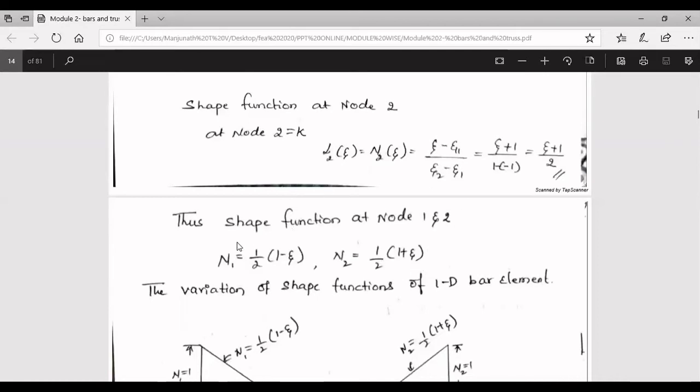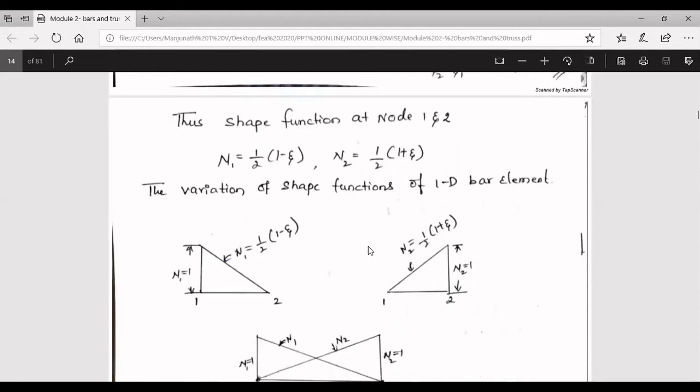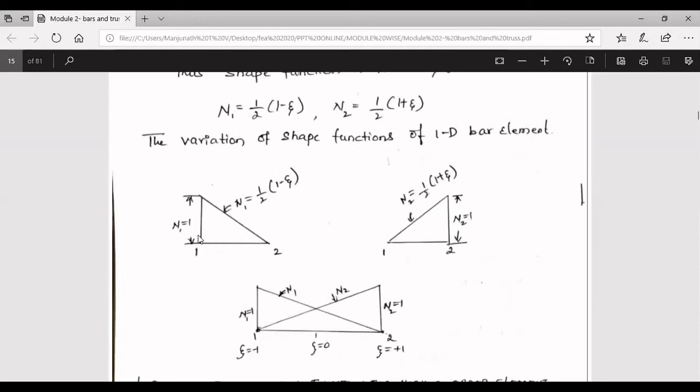Now N1 is equal to 1 by 2 times (1 minus zeta) at node number 1, and N2 is equal to 1 by 2 times (1 plus zeta) at node number 2. By using the Lagrange's function, we have got the shape functions at node number 1 and node number 2. The variation of the shape function N1 is 1 at node number 1, and it decreases towards node number 2.